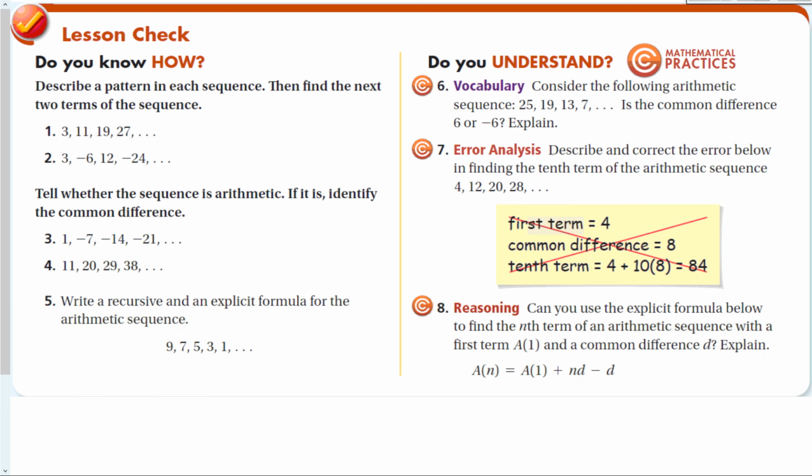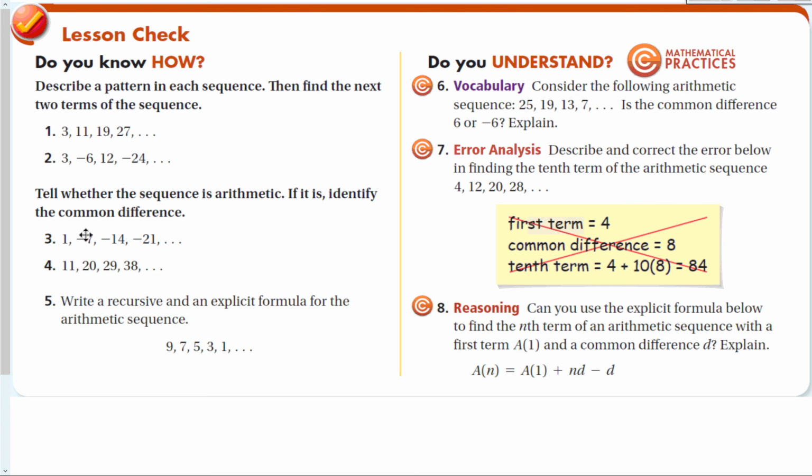Let's wrap this up. Our lesson check. Describe the pattern in each sequence, then find the next two terms of the sequence. So for this one, we're adding 8 to each of the previous terms. And the next two are 35 and 43. This one, we're multiplying the previous one by -2 to get positive 48 and negative 96.